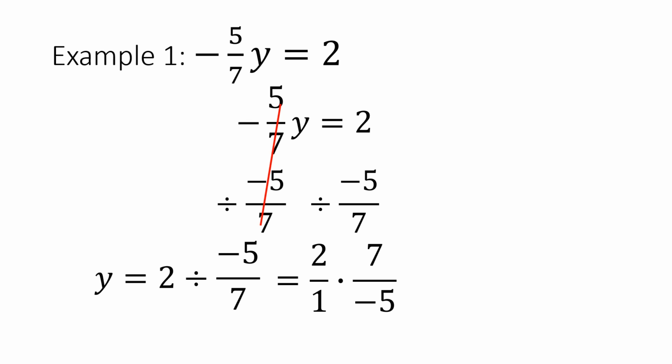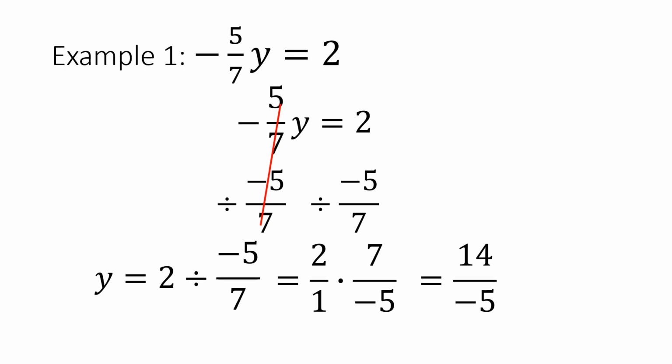And then now when you multiply fractions, you just multiply the numerators. So you're going to multiply the tops, and then you're going to multiply the denominators. So we're going to multiply the bottoms. And so 2 times 7 is going to be 14, and 1 times negative 5 is negative 5. And so our answer to this equation is going to be 14 over negative 5 because we can't simplify it any further.